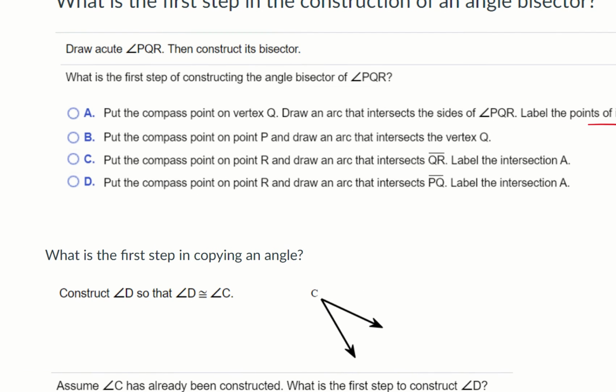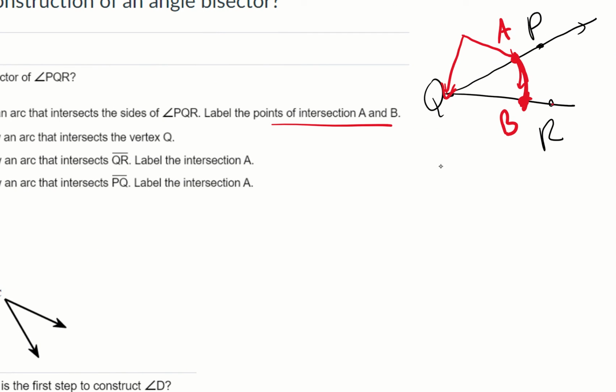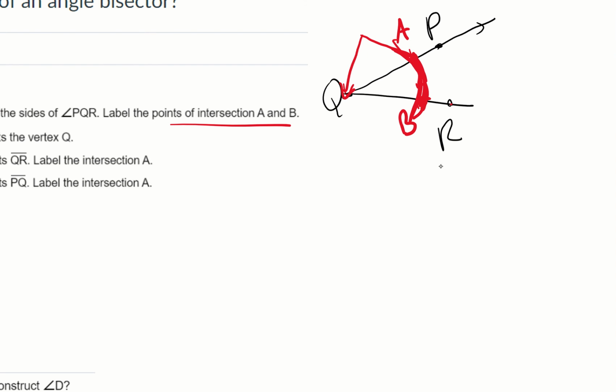That looks good. Put the compass on point P and draw an arc. No. Put the compass on point R and draw an arc that intersects QR. That's not the first step. So the first step is this guy. You have to draw that arc first, and then you do the other arcs after it, like the ones that go like that.